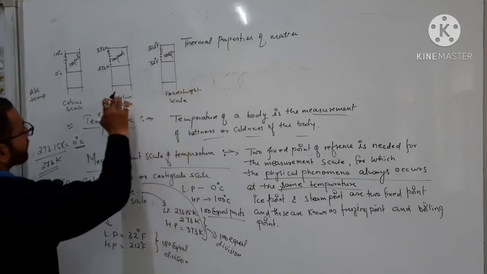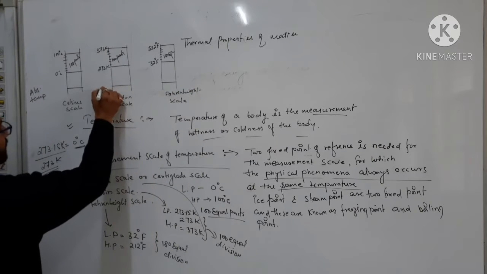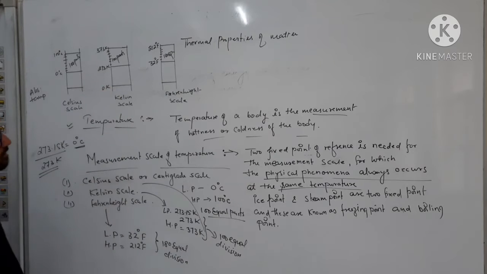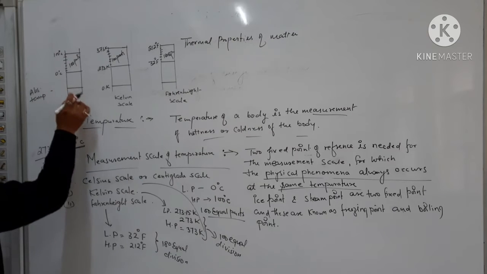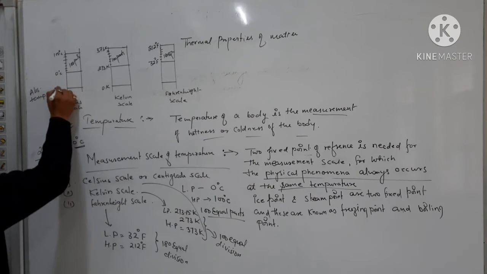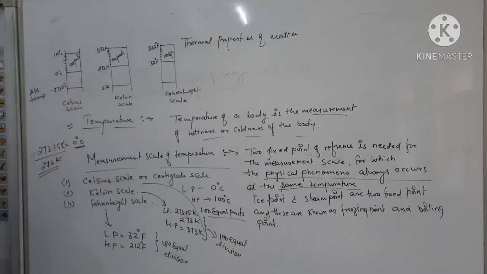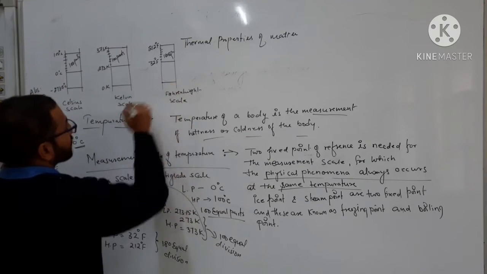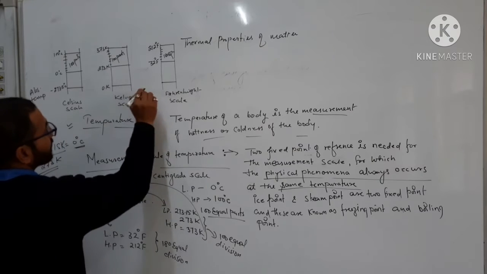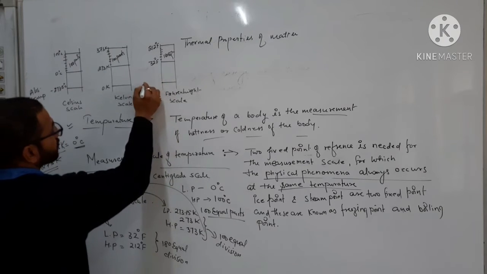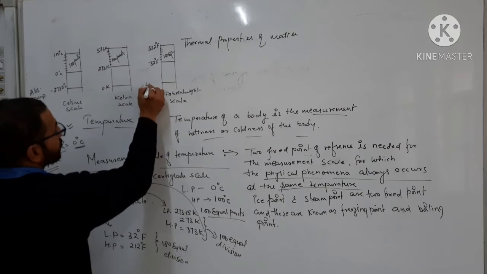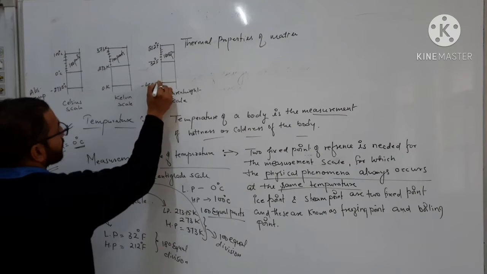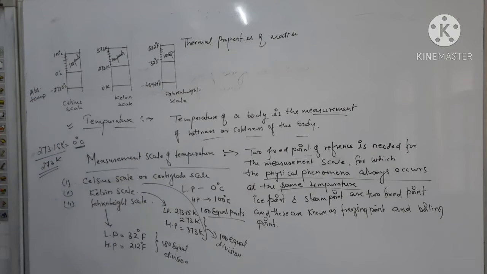the absolute temperature for the Kelvin scale is 0 Kelvin. Point clear? 0 Kelvin is called absolute temperature in the Kelvin scale. So it means that in the centigrade scale or Celsius scale, it will be minus 273.15 degrees Celsius. And similarly, when we want to write here about this condition, it will be minus 459.69 degree Fahrenheit. So this is the value of absolute temperature in different types of measurement scales.